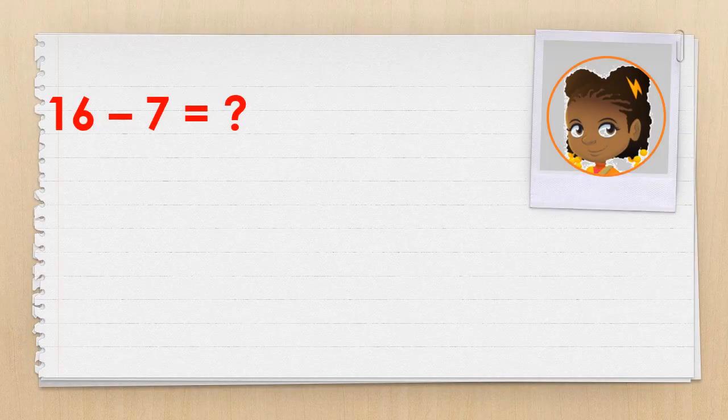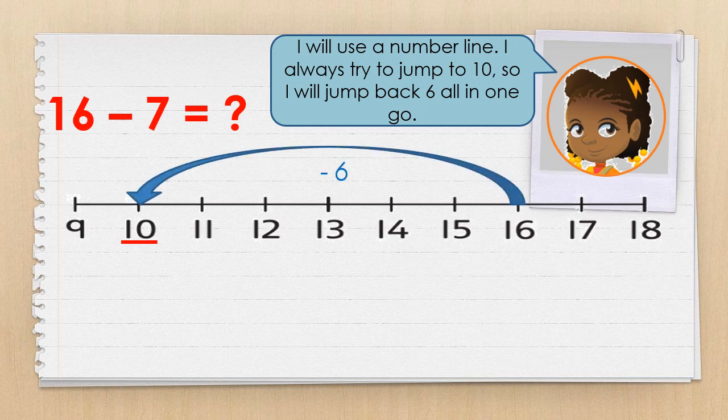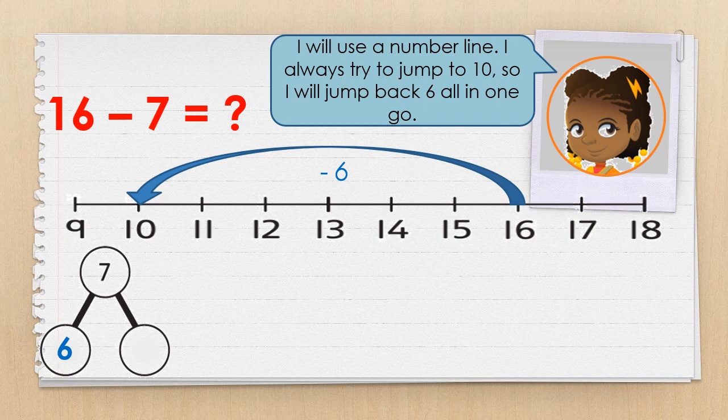Now let's work out 16 minus 7. As Flo says, this time we have to use a number line. Remember, children, to reach 10 first. So, how many jumps back do we need to reach 10? Exactly, 6. So let's jump back 6 all in one go. And this shows 6 as the part of 7. And since we know that 6 and 1 make 7, the parts of 7 that we need for this problem are 6 and 1. So let's jump another one.